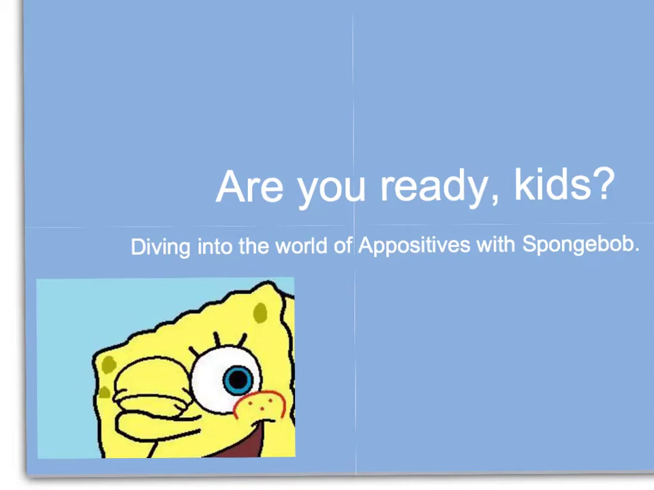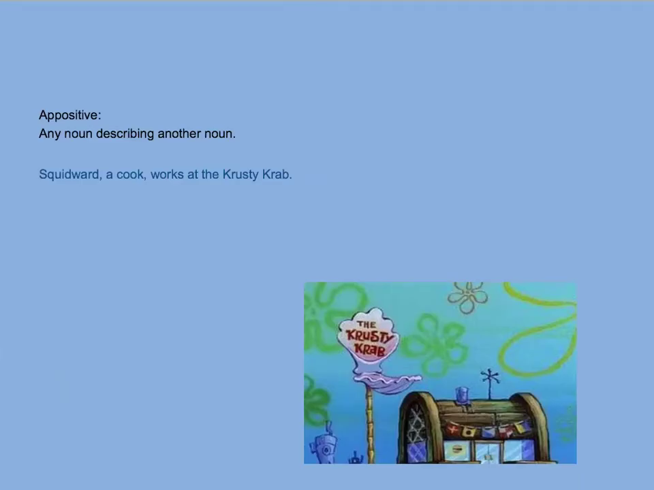Today, let's take a trip to Bikini Bottom, where we can learn all about the fun world of appositives and appositive phrases. So, are you ready, kids? First, let's talk about an appositive. We know that an appositive is any noun describing another noun.